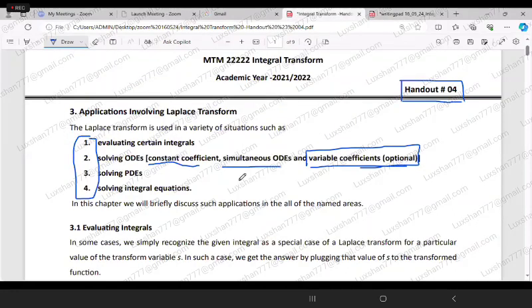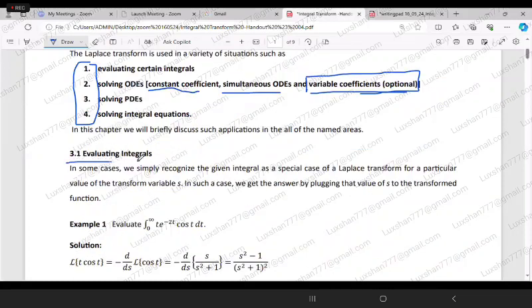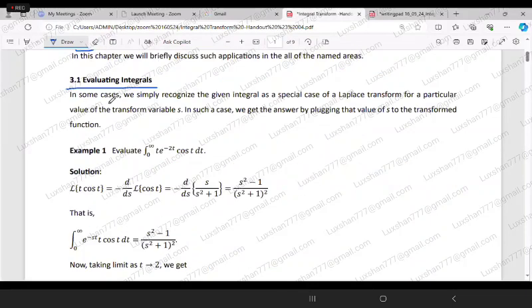So the first one is evaluating integrals. As the first application, we are going to evaluate some integrals. In some cases, we simply recognize the given integral as a special case of the Laplace transform. Actually, using the Laplace transform, we cannot evaluate each and every integration. We can evaluate only special types of integration. So, one of the examples here.